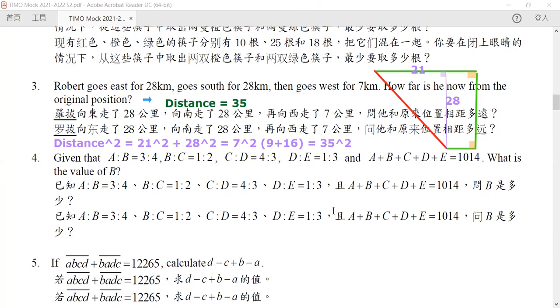Okay, so this is the end of question number 3. Question number 4 is a question about mixture of ratio. All you need to do is just combine all these ratios together, and the answer will be very obvious. Given that A to B is 3 to 4, B to C is 1 to 2, C to D is 4 to 3, D to E is 1 to 3, and they all add up to 1014. What is the value of B?